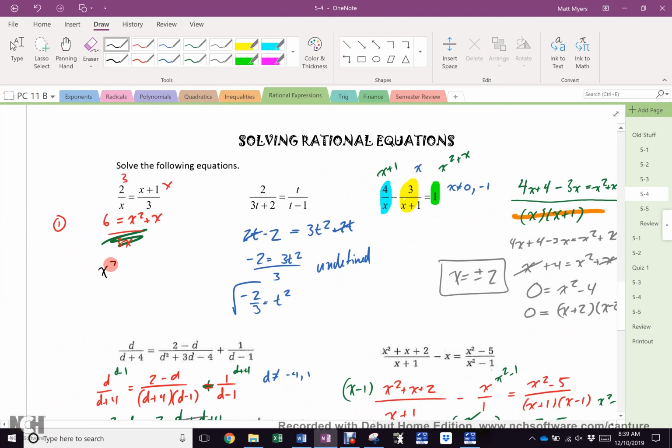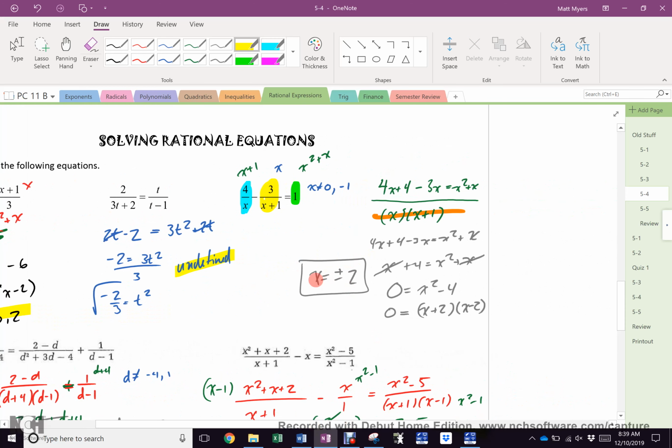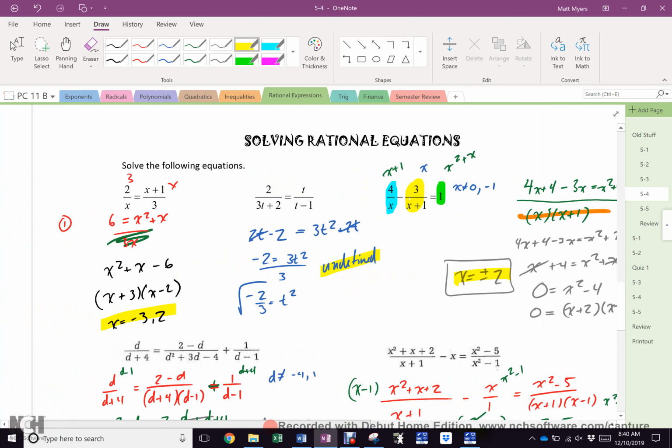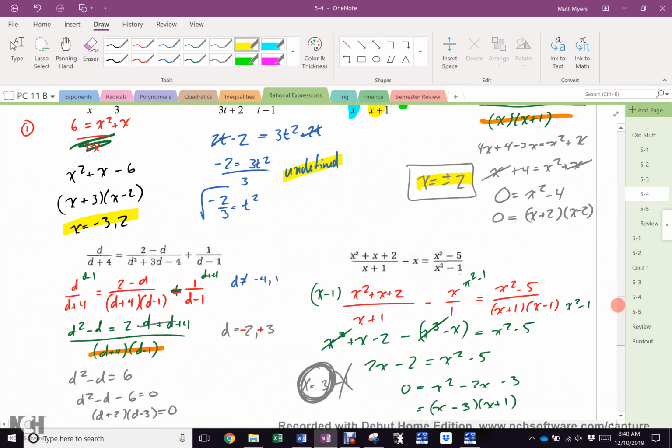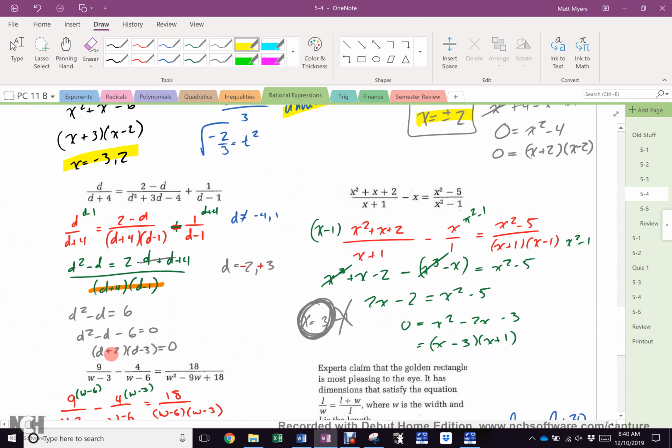That's x squared plus x minus 6, which is x plus 3, x minus 2, so x equals negative 3 or positive 2. This one is undefined, and that one is right there. X equals plus or minus 2. Again, do not try to copy them down. They are on the video. There are your answers there.